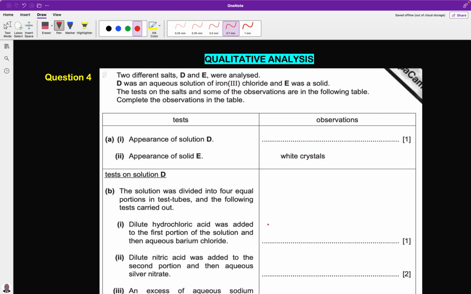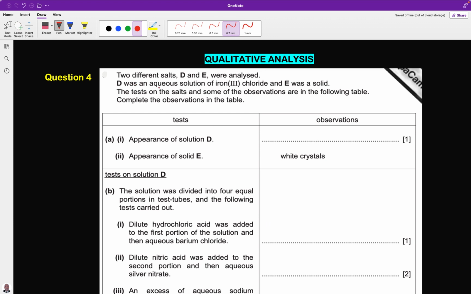Some of the tests on the salts and some of the observations are in the following table. Complete the observations in the table. We have the test and we have the observations. A. The appearance of solution D. What do you think should be the appearance of solution D?